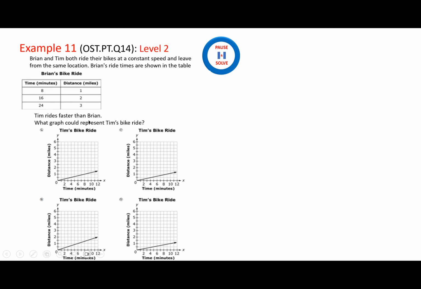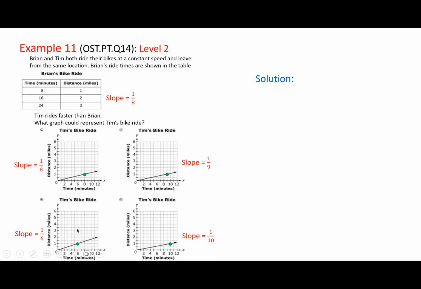Tim rides faster than Brian. What graph could represent Tim's bike ride? It should be faster. So we're comparing the slope of these functions with the rate of change of this function here. Here the slope is 1 over 8. 2 minus 1 is 1, divided by 8 is 1 over 8. The slope here, you need to find points on the grid. So if I took this point here, I get 1 over 8. If I take this point here on the grid, that gives me 1 over 9, 1 over 6, 1 over 10. And obviously we need something bigger than 1 over 8, which is 1 over 6. So 1 over 6 is bigger than any of the other functions.